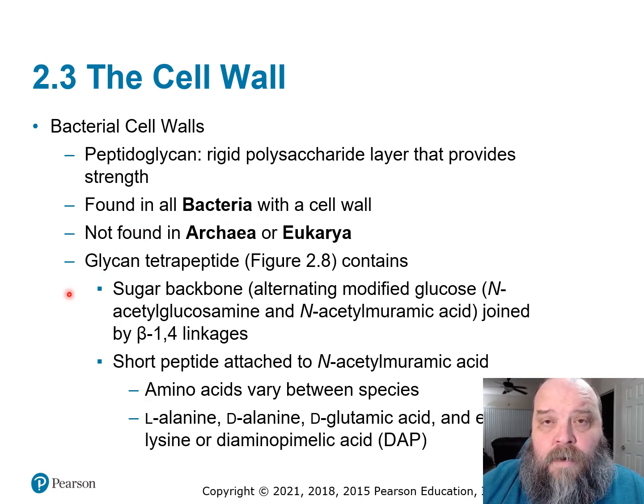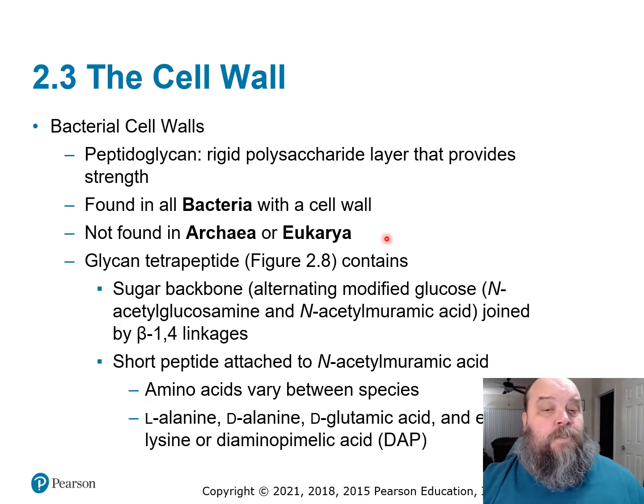If it's a new word and you don't know what it means, break it into its parts. Peptido means protein. Glycans is another way of saying sugars. So these are proteins and sugars that are going to be linked together to make a somewhat rigid cell wall. This peptidoglycan is found in bacteria. We're going to see in a few slides, I can't remember if this section or the next, that there are a few that don't have cell walls out there. There's exceptions to every rule. Peptidoglycan is not going to be found in archaea, not going to be found in us eukaryotes.